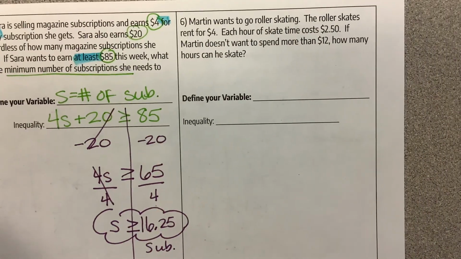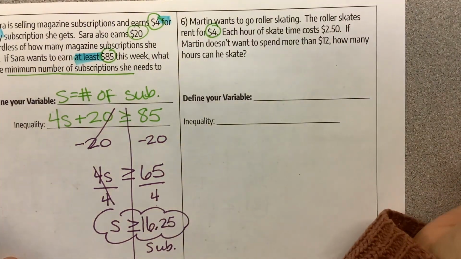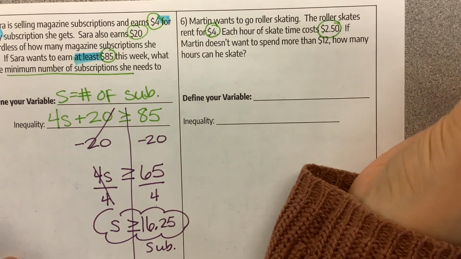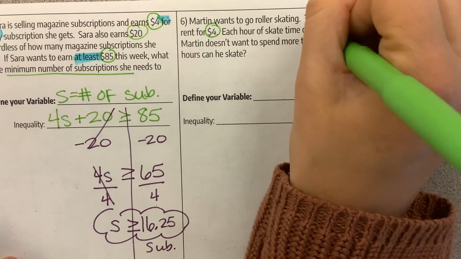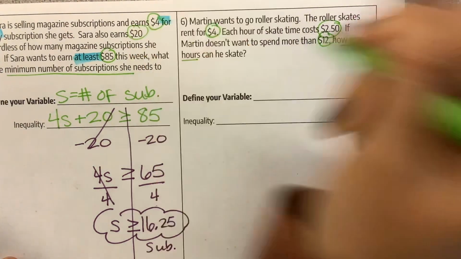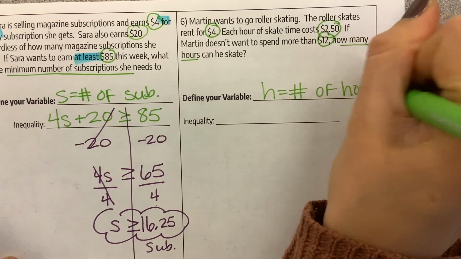All right, last one. Martin wants to go roller skating. The roller skates rent for $4. Each hour of skate time costs $2.50. If Martin doesn't want to spend more than $12, how many hours can he skate? So how many hours? H equals number of hours.